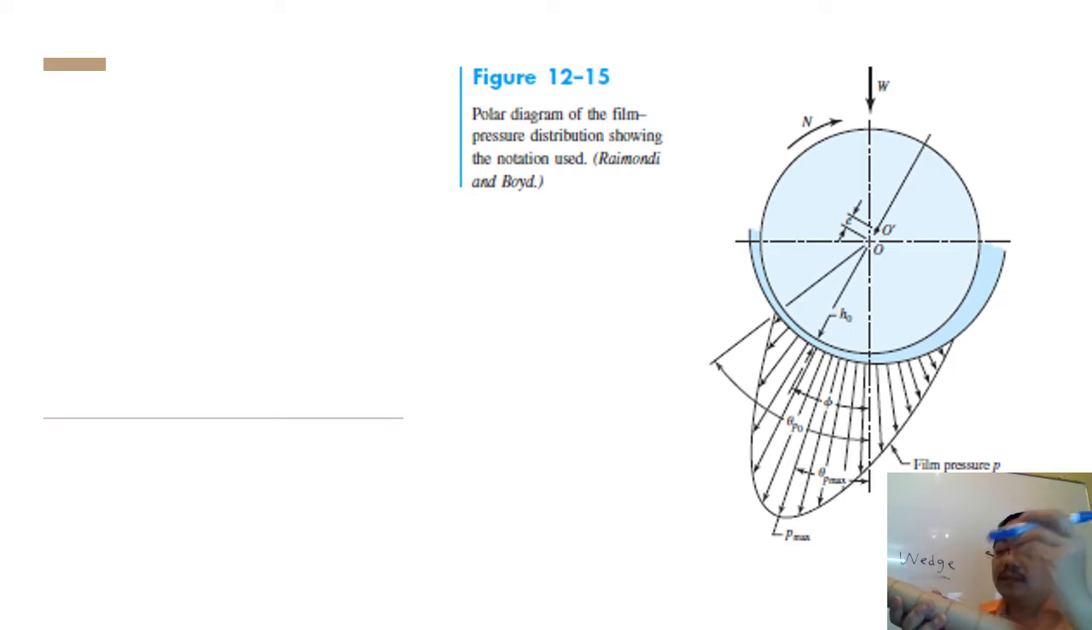Okay, this is called polar distribution, and this is the basis of the theory on hydrodynamics. You should open back the previous videos, where I talk a lot about this hydrodynamic theory. In the end, the pressure distribution shape becomes the wedge shape.